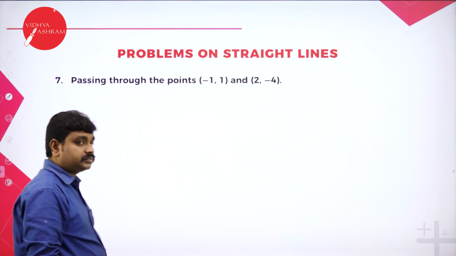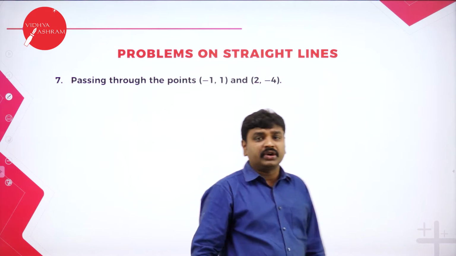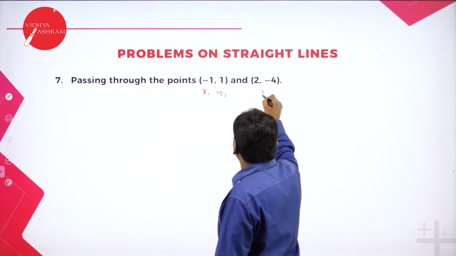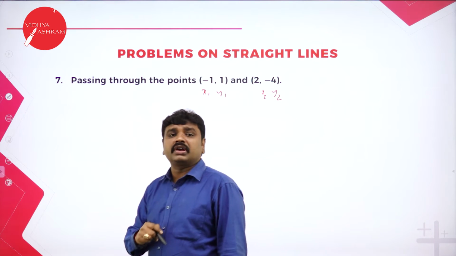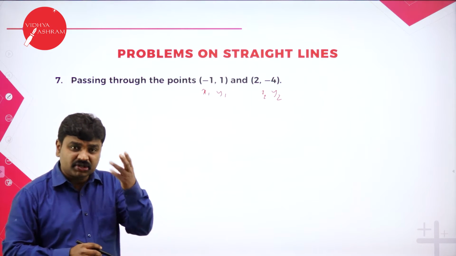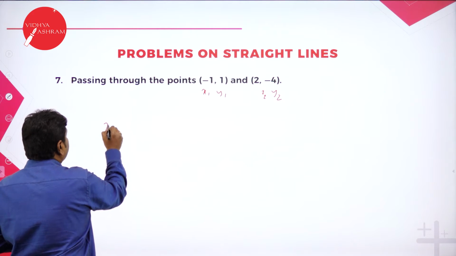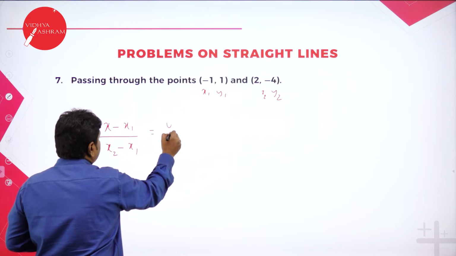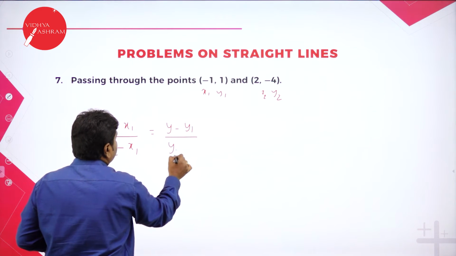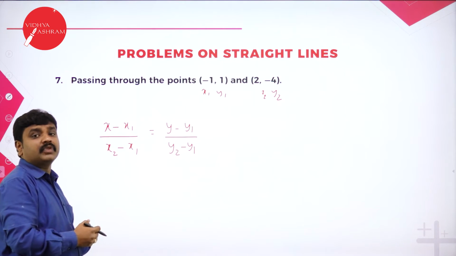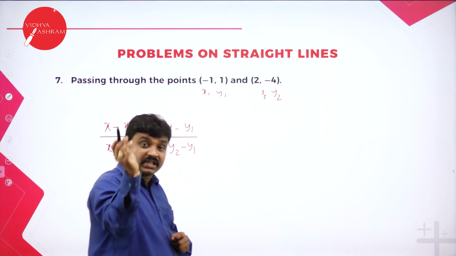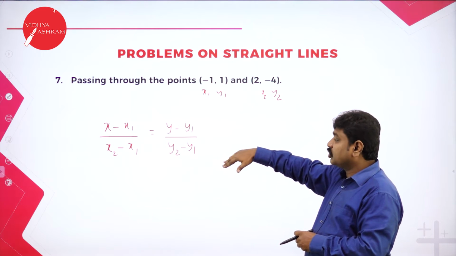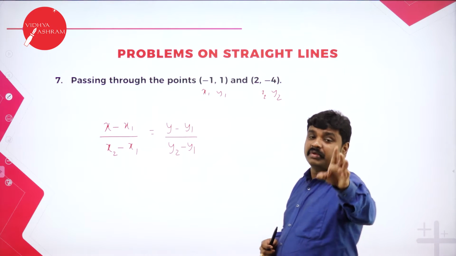Next, in the 7th problem, they wanted to find the equation of the line passing through 2 points x1, y1 and x2, y2. Directly you can use the 2-point form. When the line is passing through 2 points, use the 2-point form. What is the 2-point form? The required line is x minus x1 by x2 minus x1 equal to y minus y1 by y2 minus y1. This 2-point form will repeat in second PUC 3-dimensional geometry, and you will have an extra term called z minus z1 by z2 minus z1. That's why it is important, remember this.